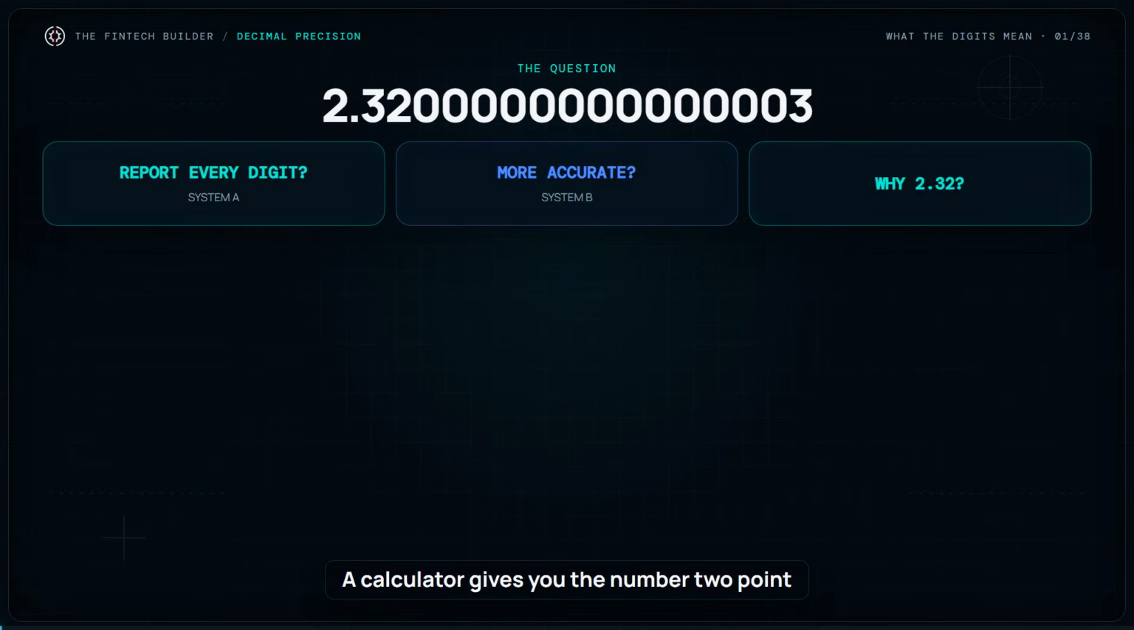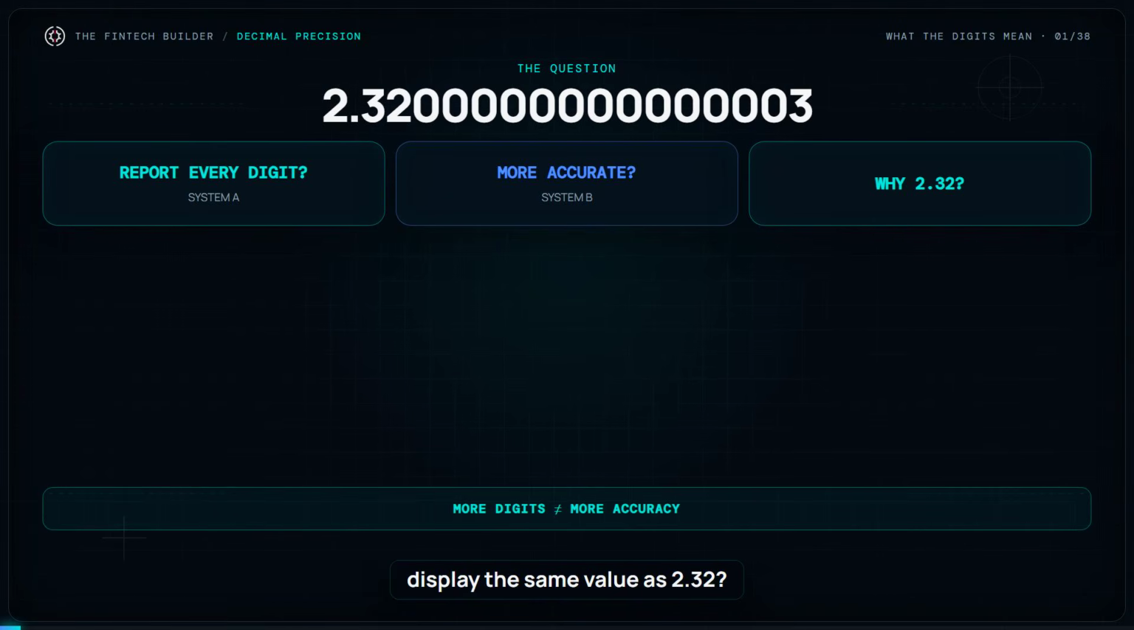A calculator gives you the number 2.32 followed by 13 zeros and then 3. Should you report every digit? Does that long result mean the calculation is extremely accurate? And why might another system display the same value as 2.32? To answer those questions, we need to understand decimal precision.